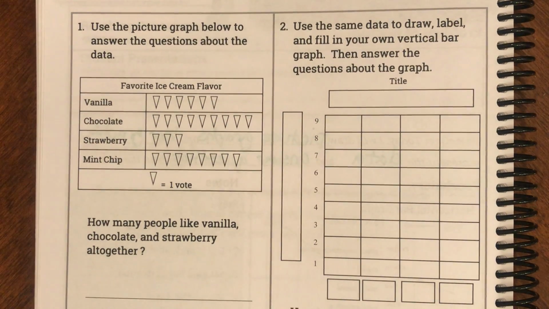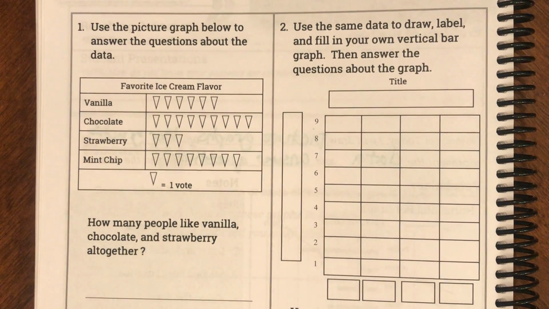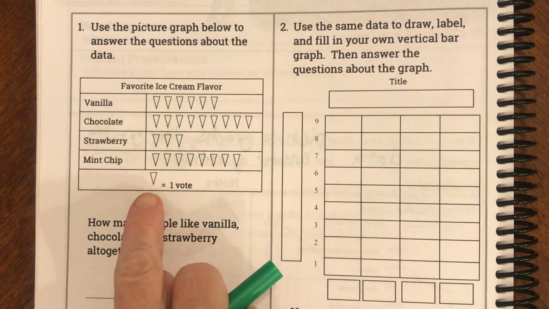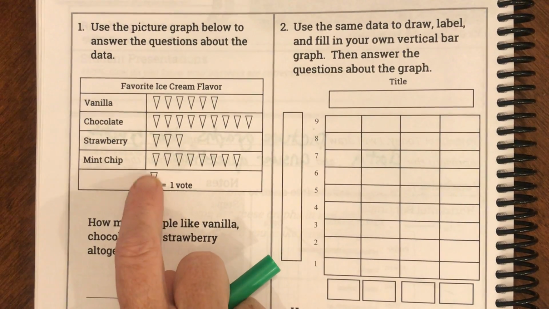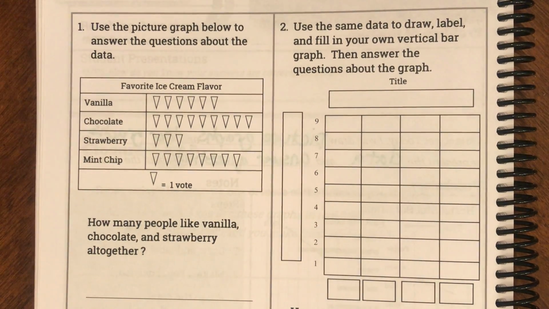And our problem says, use the picture graph below to answer the questions about the data. Favorite ice cream flavor is our title. Our categories are vanilla, chocolate, strawberry, and mint chip. And our key says a cone equals 1 vote. Okay, how many people like vanilla, chocolate, and strawberry all together?